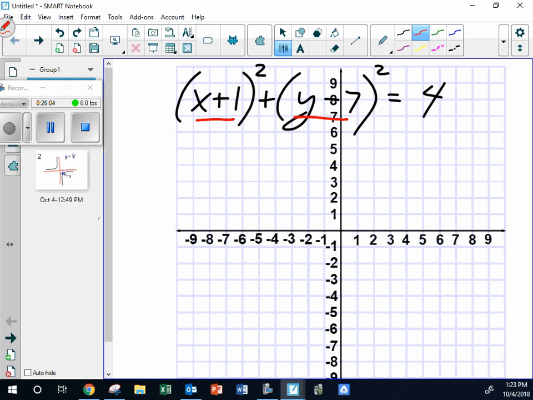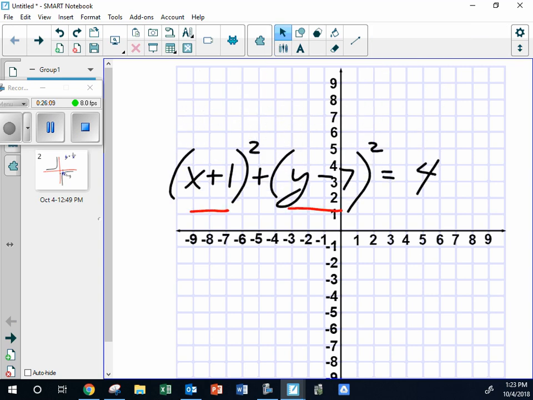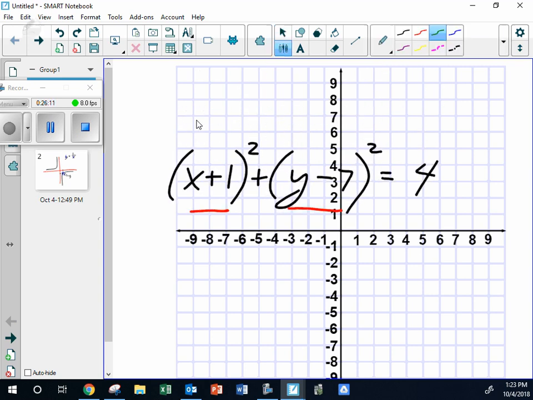So, I'm going to go 1 to the left, up 7. There's a dot. And I'm kind of in the way of it. So, I'm going to move this stuff down. 1 to the left, up 7. There's a dot right there. Awesome.